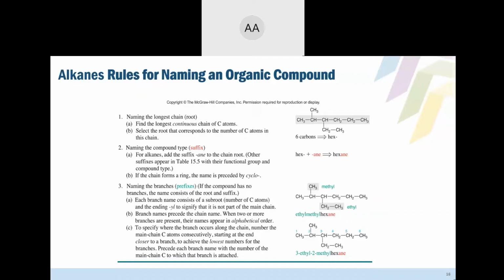But if we look at part C, we can see that we have not stated where the ethyl and methyl groups can be found. So to specify where that branch or group occurs along the chain, we start at the end closer to a branch to achieve the lowest numbers for the branches. So in this case, we have 3-ethyl, 2-methyl hexane.